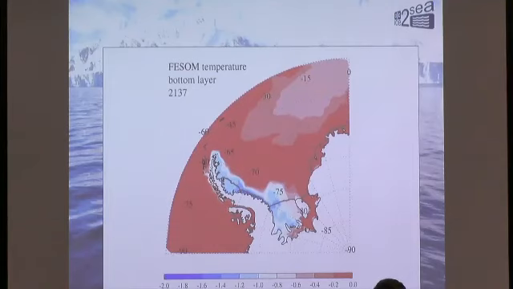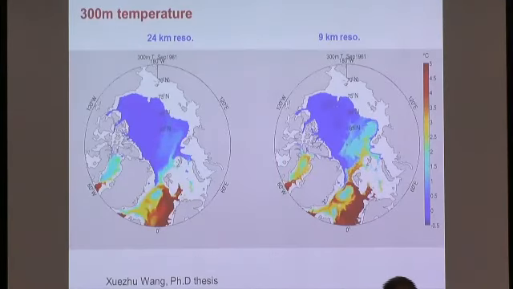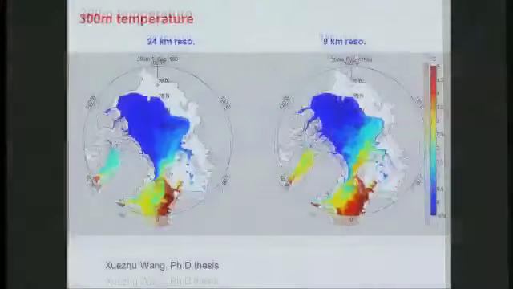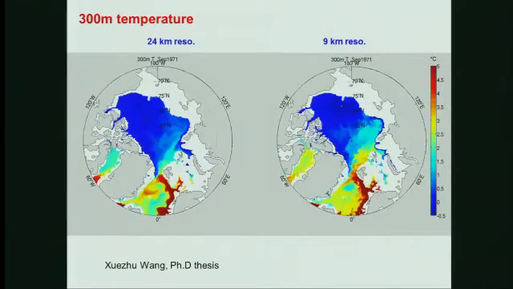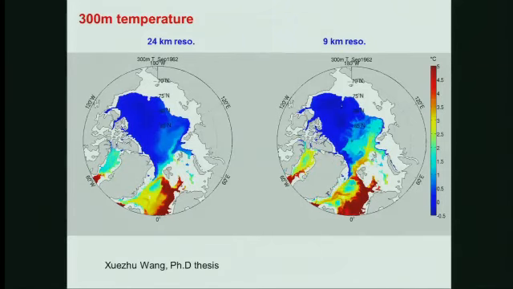So that's the final result, and so I will perhaps skip this. This is another set of simulations we are doing. It concerns the Arctic Ocean, and here what we are comparing is the global ocean, and the focus is on the Arctic Ocean. Here it's 24 kilometer, and here it's 9 kilometer resolution in the Arctic, and the depth is 300 meters. It shows you the difficulties or problems that we have to work with.